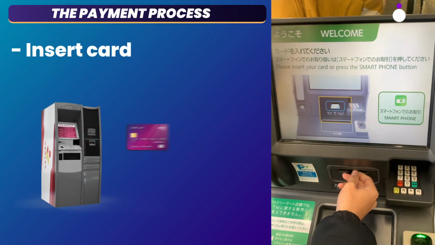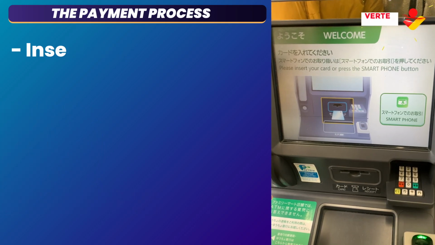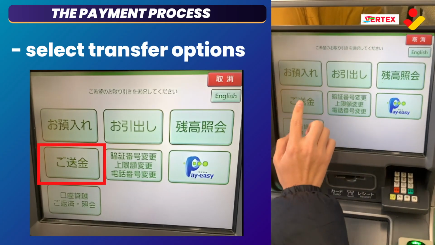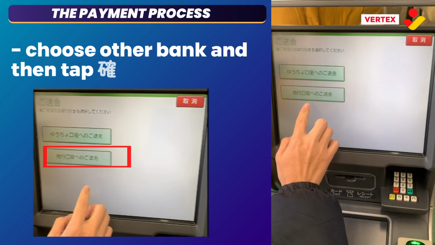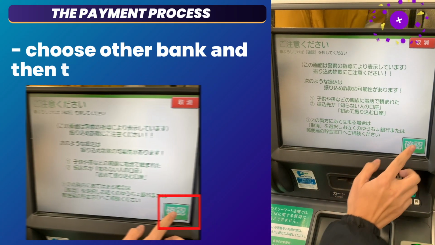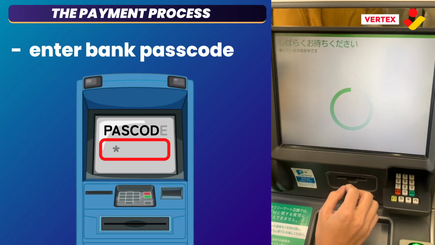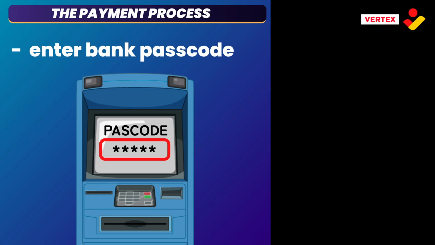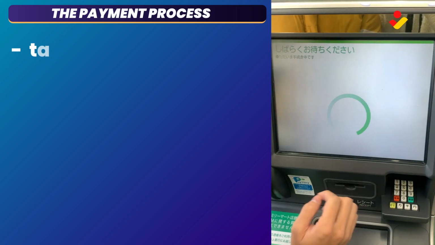First, insert the card. Select transfer options. Choose other bank. Tap confirm. Enter your bank passcode. Tap this option.